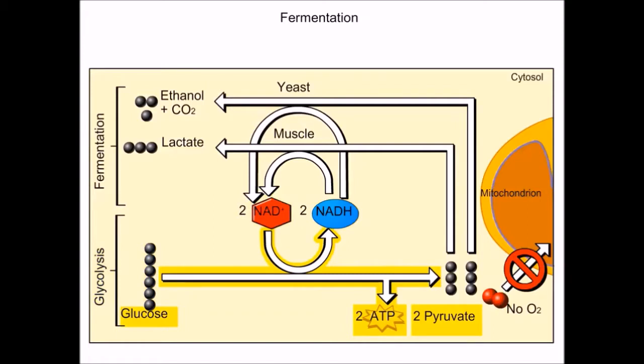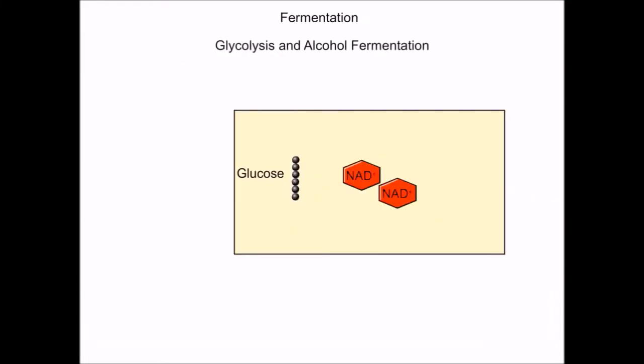Two common types of fermentation are described here. Alcohol fermentation, which occurs in yeast, results in the production of ethanol and carbon dioxide. Lactic acid fermentation, which occurs in muscle, results in the production of lactate, lactic acid. Let's see the relationship between glycolysis and alcohol fermentation.